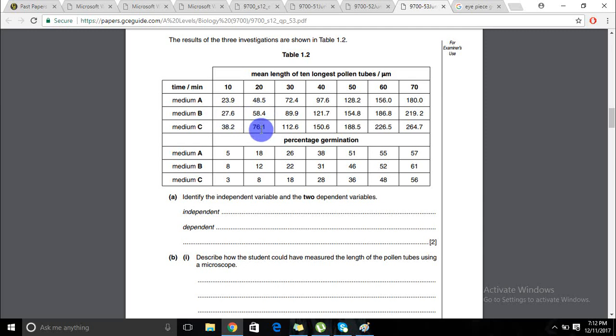And we're saying that the difference in the mean length of the 10 longest pollen tubes, there isn't any difference, and we're saying that the conditions are the same. Any difference is merely due to chance. And if you talk about A and B, we are saying that any difference in the mean tube length is significant, meaning that the conditions are different.